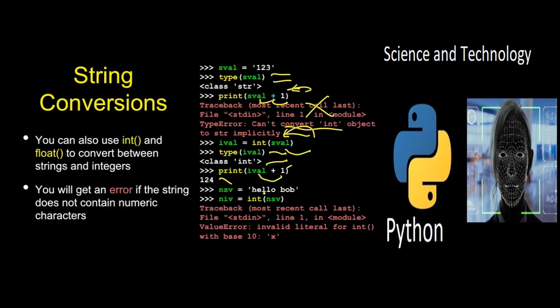Now, int is not magic. If you send something into it, a string that doesn't consist of digits, then you're going to end up with another error. Invalid literal for int with base 10, and so on. So it's really complaining. It says, I want these to be numbers here, and you just gave me letters, so that's going to cause this to fail.